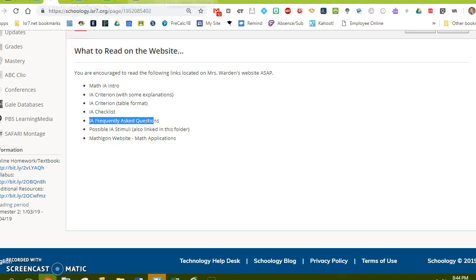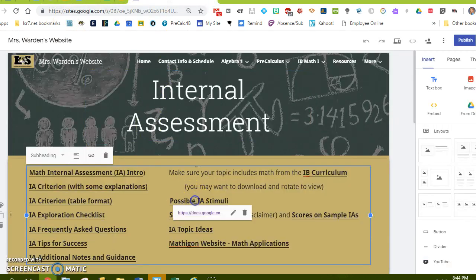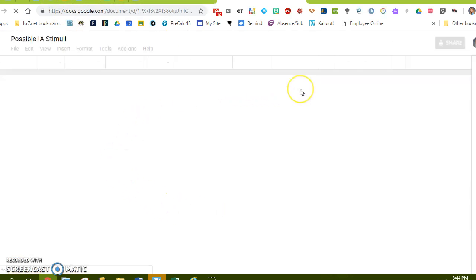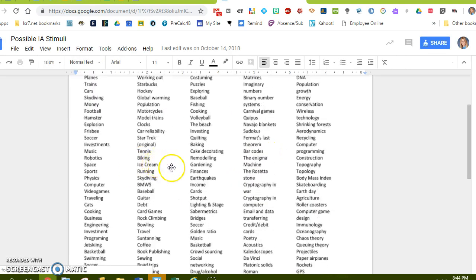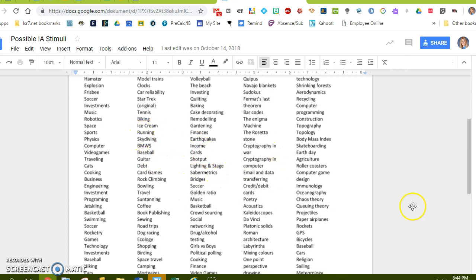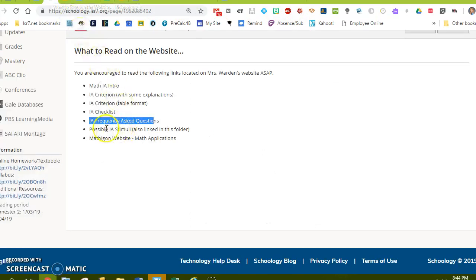Possible IA stimulus, it's linked in the folder, but that's what you're going to use as you try to come up with your mind map. This is a place that you can look at. These are just possible things you can look at and try to say, okay, what can I do with these different things? What can I do with maybe biking? Or what can I do with the golden ratio? Or what can I do with baseball? Or what can I do with games or soccer or investments? So that's kind of the idea, and then trying to move on from there, just to give you an idea of what to start with.